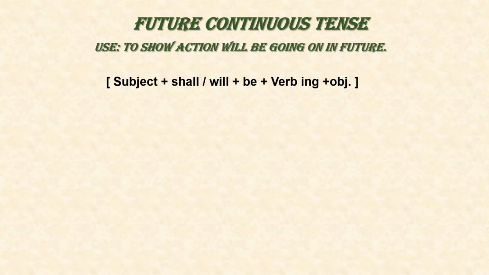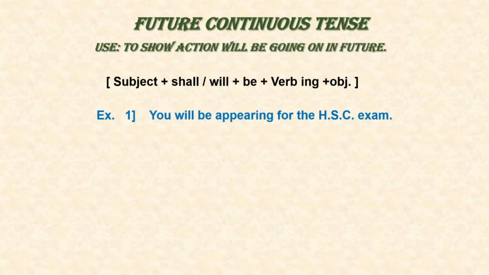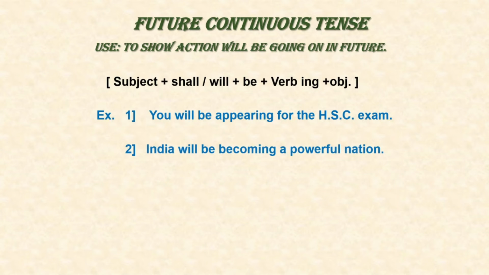Next, we have future continuous tense. When to use it? To show action will be going on in future. Formula: subject, shall/will be, verb-ing and object. Look at the example. You will be appearing for the SSC exam. You, subject, will be and appearing, V-ing. Second one, India will be becoming a powerful nation.